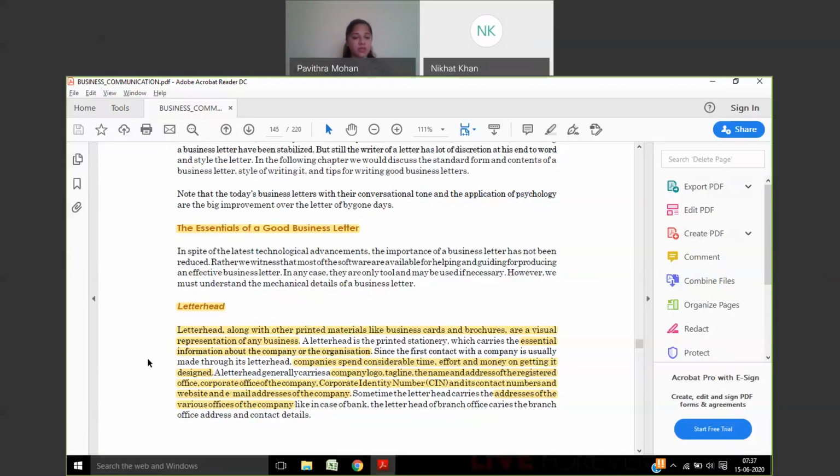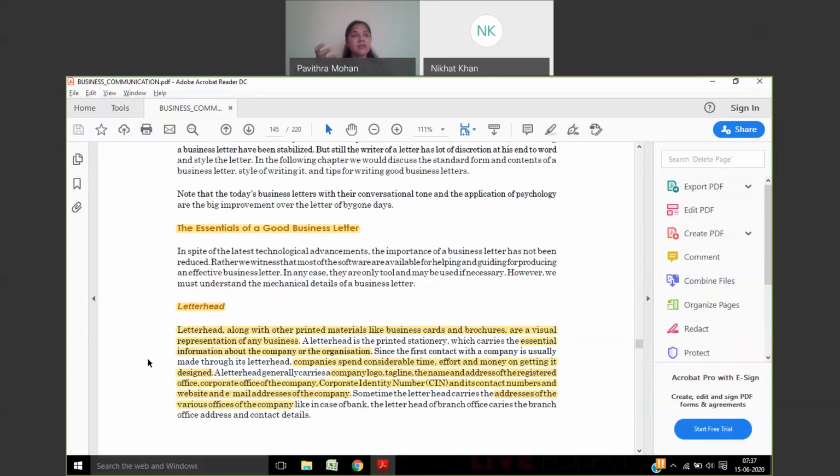How will these letterheads come across? Letterheads, along with other printable materials like business cards and brochures, are visual representations of any business. And why does it become a visual representation? If you see in business letters, it's not just the letter that comes into the picture. Along with the letter, we also have our logos. Our logos can be trademarks, or they can be untrademarked logos as well. All these things will form an image for the organization.